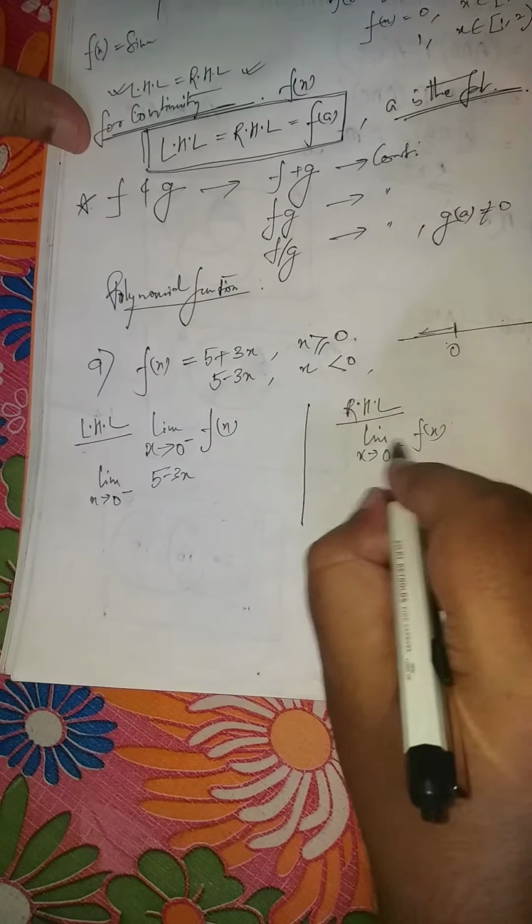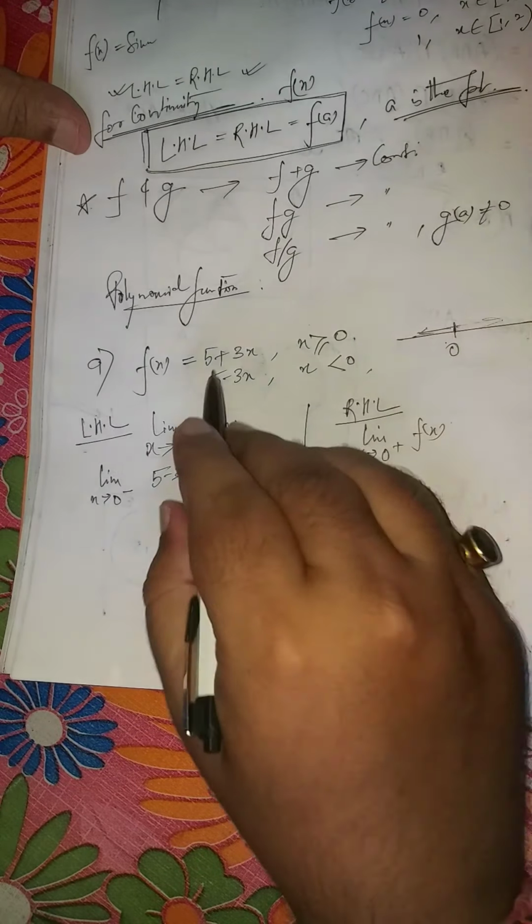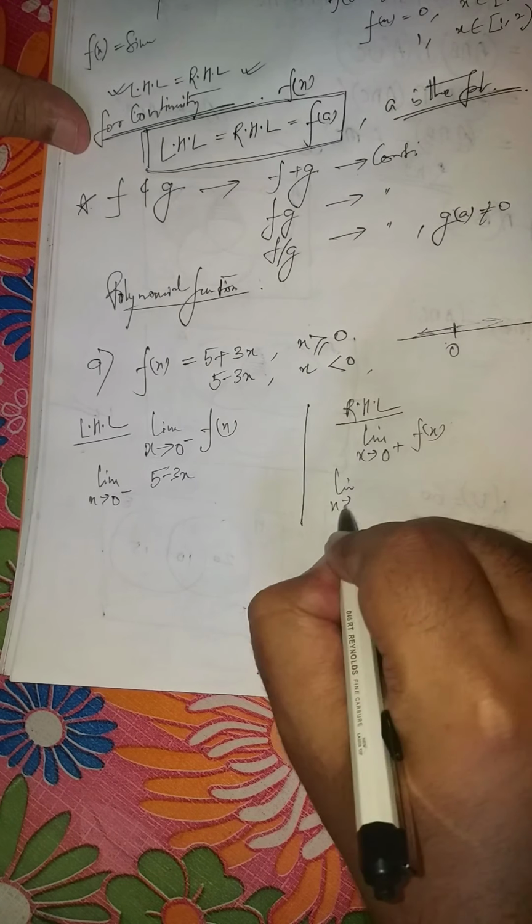In the same way, for right hand limit, 0 plus means the tendency will be to the right of the point. So that is greater than 0. So you will take the first function here.